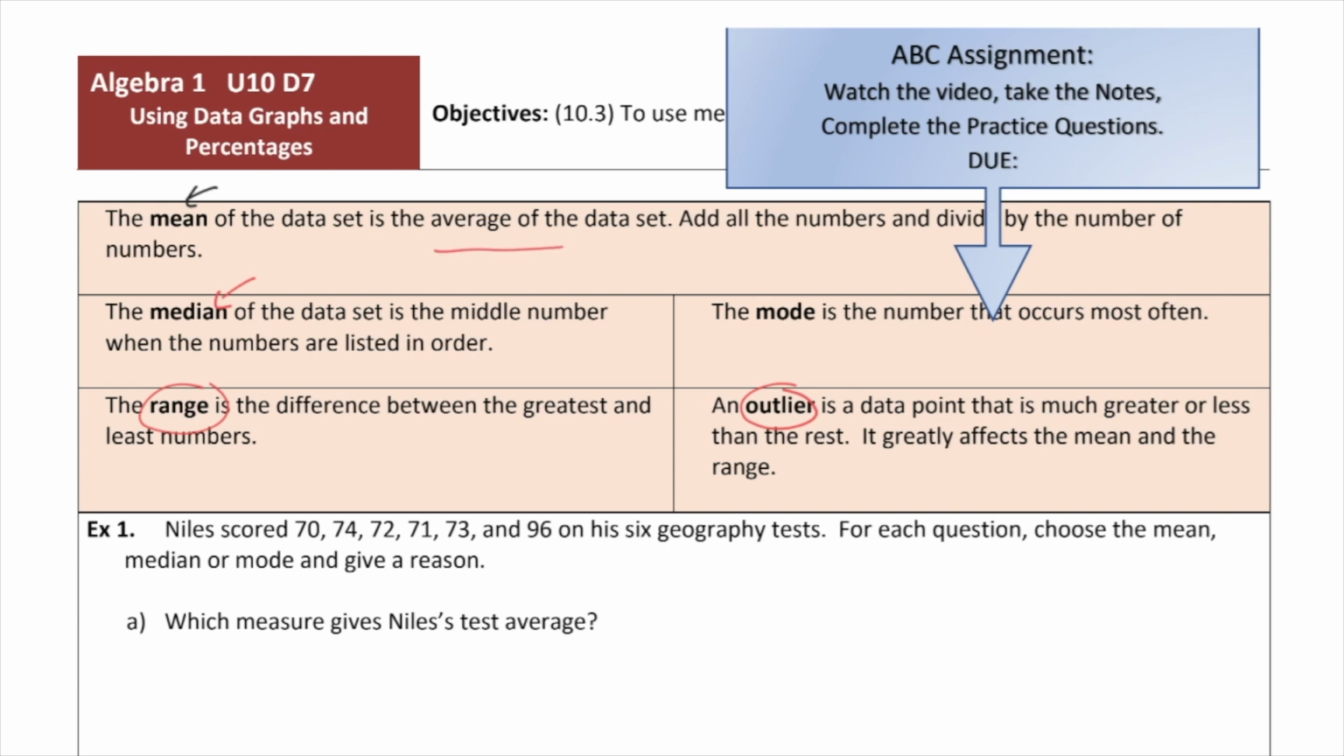So a mean is just an average of the data set. Remember, you're going to add all the numbers and divide by the number of items. The median is the middle number when your data is listed in order. The mode is the number that occurs most often, and remember, it is possible to have no mode within your data set. The range is the difference between the greatest and least numbers, so that'll be the largest number minus the smallest number. An outlier is a point that just doesn't make sense with the rest of the data given. It's either much greater or much less than all the rest of the data.